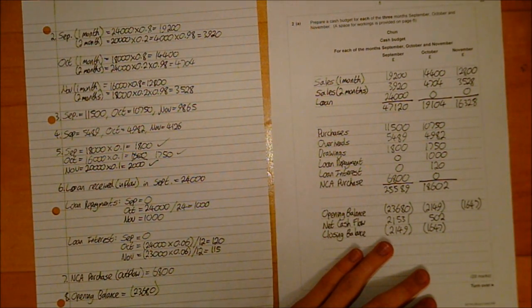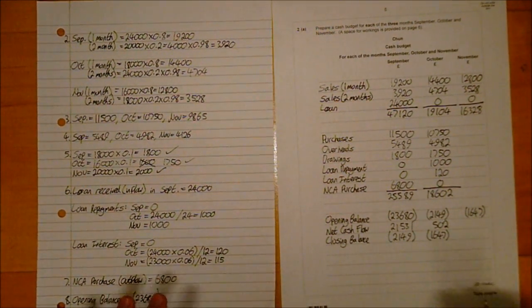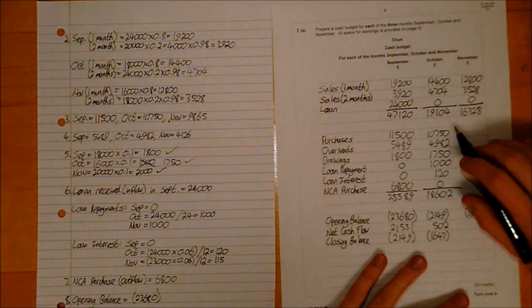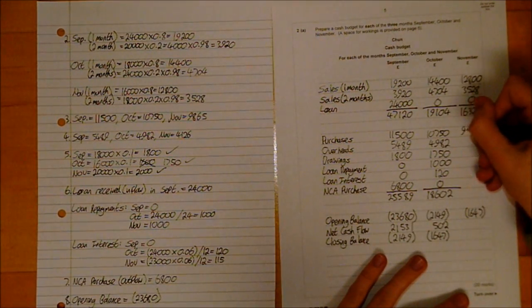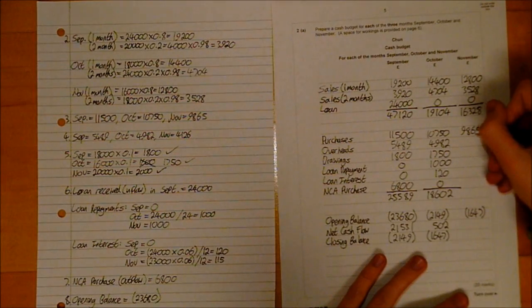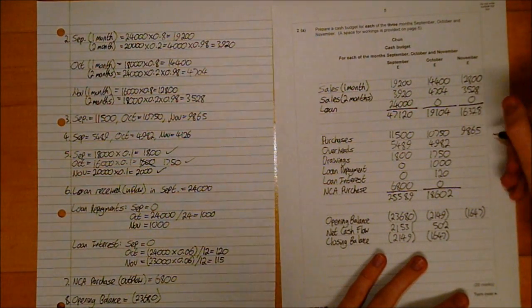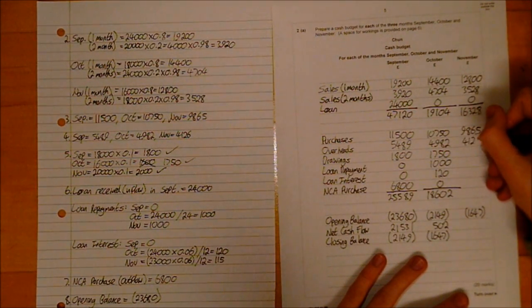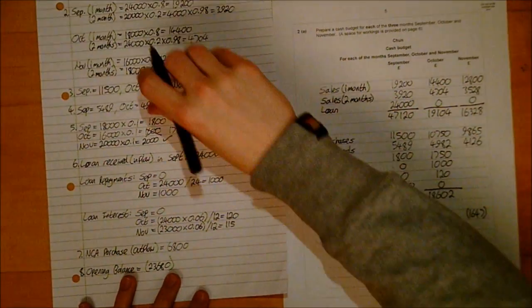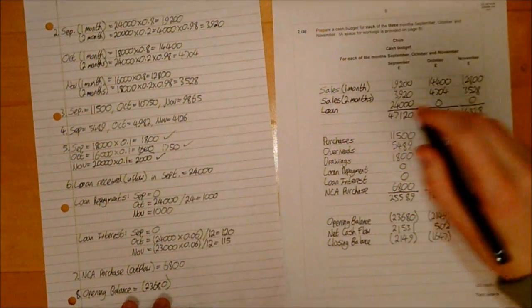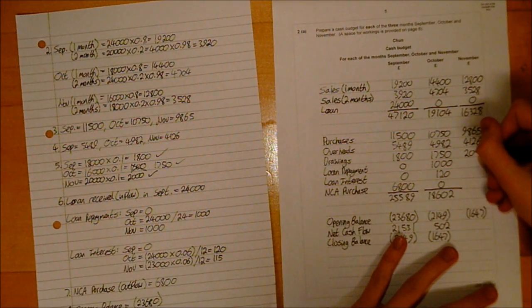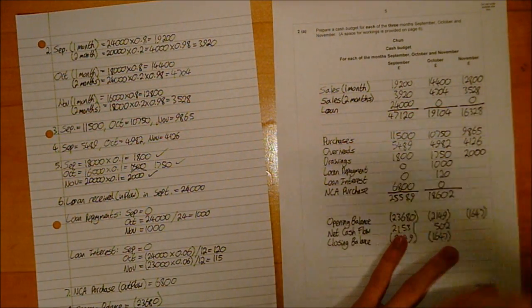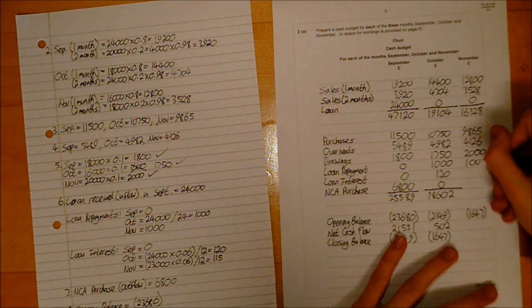Purchases. Okay, 9865. Overheads were 4126, the month they occurred. Drawings were fine for this one, they were 2000, so we don't need to use the 1750 like we did in October. Loan repayment was 1000 again.